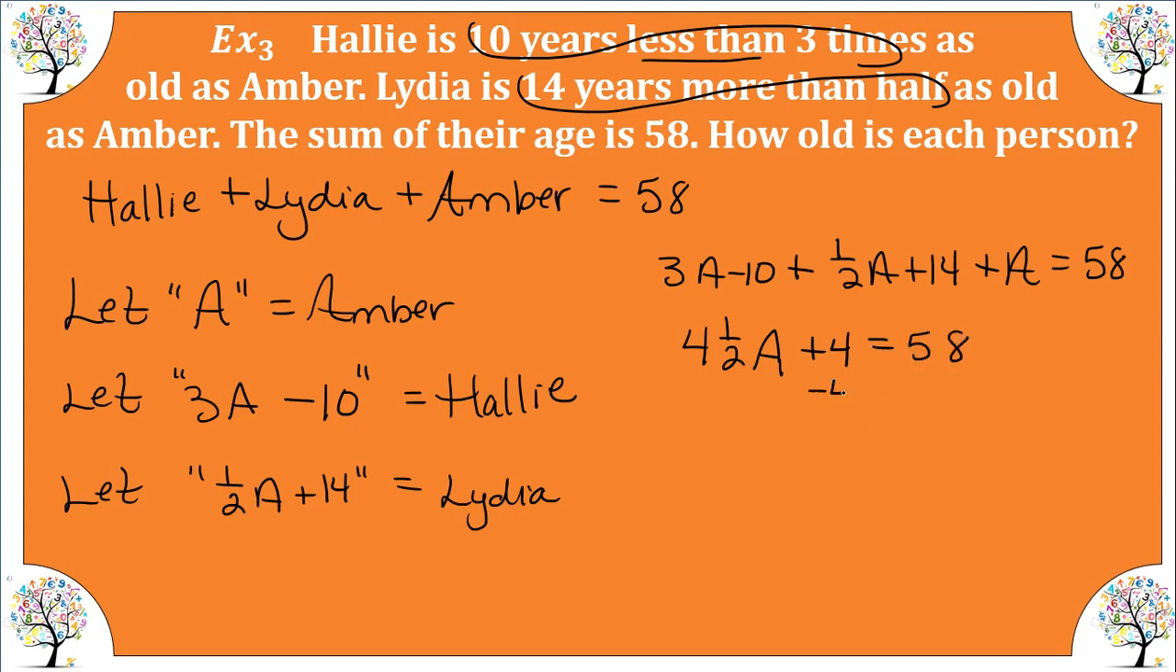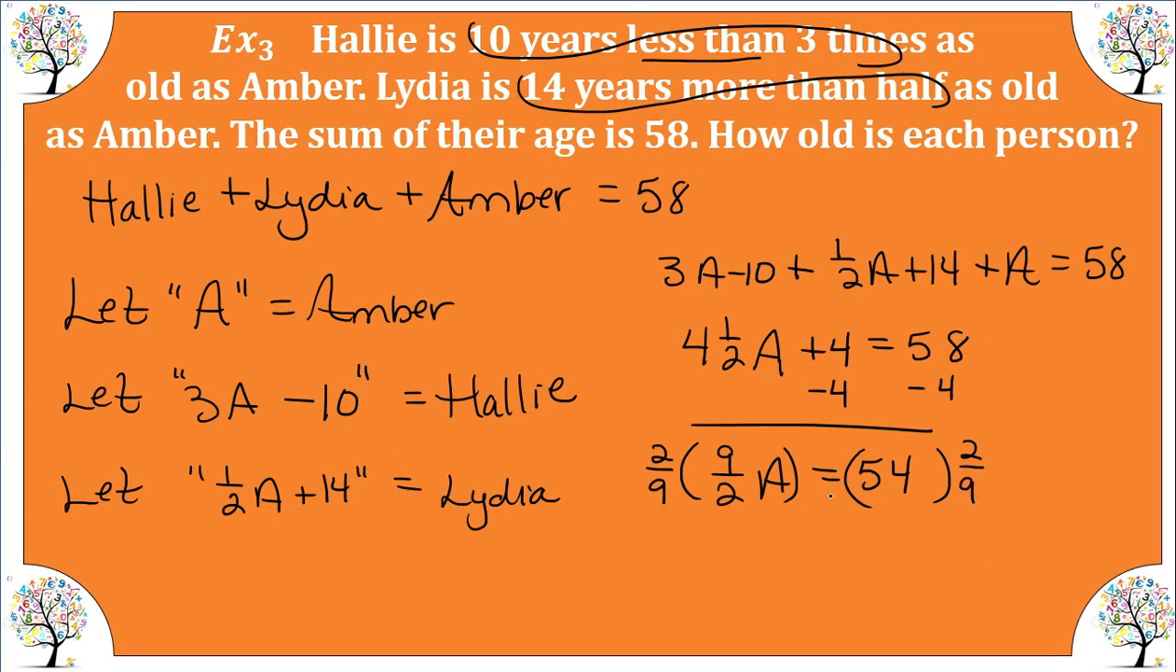Now we're going to subtract 4 from both sides. I'm going to go ahead and just convert this into a mixed number. I'm so sorry, it is mixed into improper. So 2 times 4 plus 1 is 9/2 a equals 54. Now I'm going to multiply both sides by the reciprocal. So 9 goes in 54, 6, and 6 times 2 is 12. So Amber is 12.